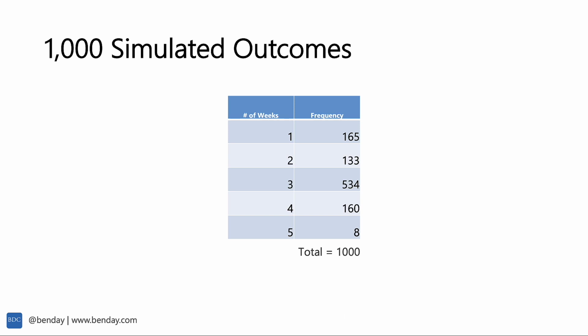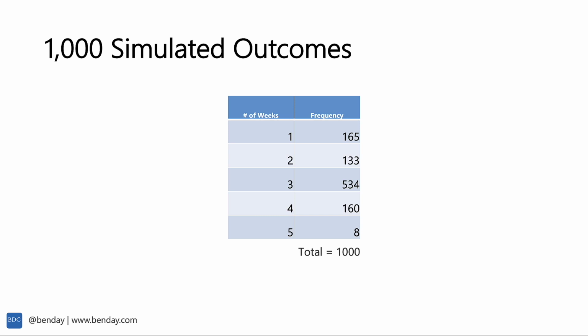So anyway, you do that simulation 998 more times, and yeah. Here's what it looked like for me when I did 1,000 simulated outcomes. And I grouped it together by how many weeks it would take to deliver 15 items. So that first column, number of weeks, that's how many weeks it took to get 15 items of throughput. The frequency column is how often out of 1,000 simulated outcomes did it take 1 week, 2 weeks, 3 weeks, 4 weeks, or 5 weeks to get 15 items.